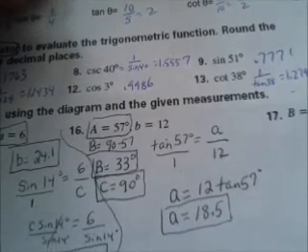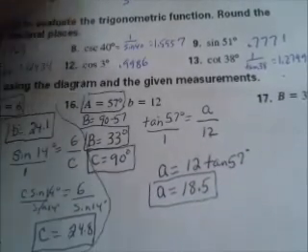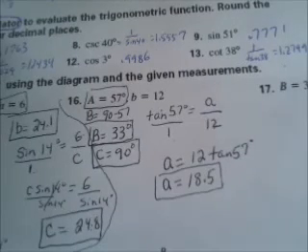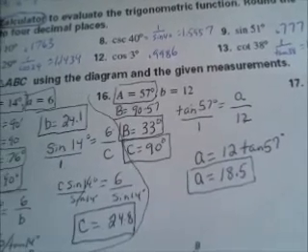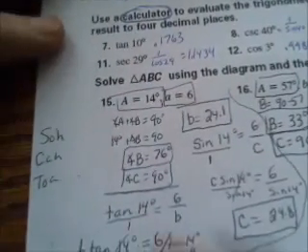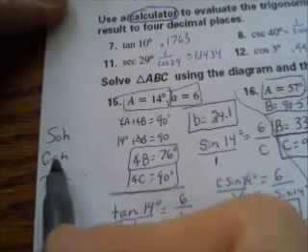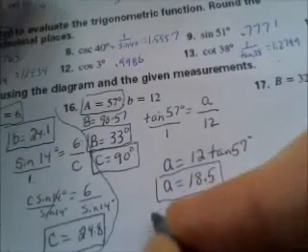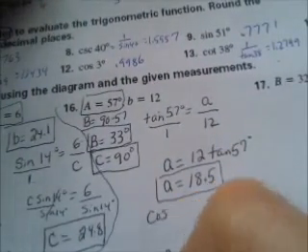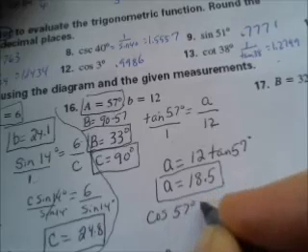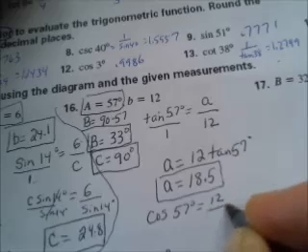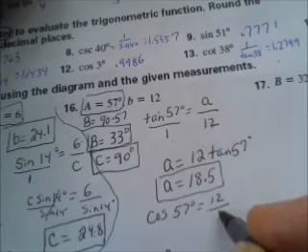And then the last thing to find is side C. Again, if you wanted to use the Pythagorean theorem, a squared plus b squared equals c squared, that would be fine. I'm going to use trigonometry now. We know the adjacent side, and we want the hypotenuse. So the cosine function refers to the adjacent divided by the hypotenuse. So we can say that the cosine of angle A, 57 degrees, is equal to the adjacent, 12, divided by the hypotenuse, C.